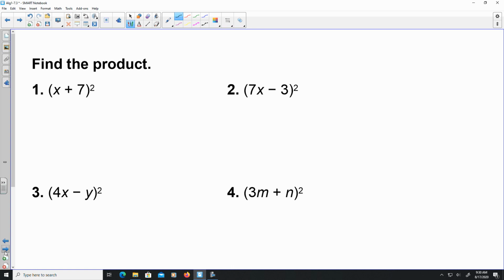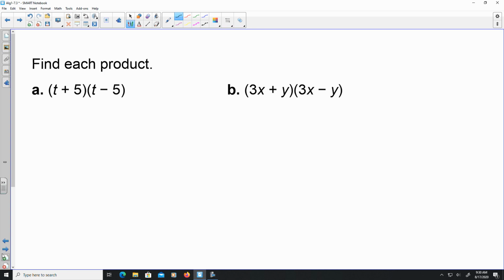Again, I would encourage you to practice these problems here. If you have questions on them, please comment down below. But let's see if we can find a sum and difference pattern, which we have right here. We have the exact same values, t and 5, t and 5. The only difference is one's positive, one's negative.